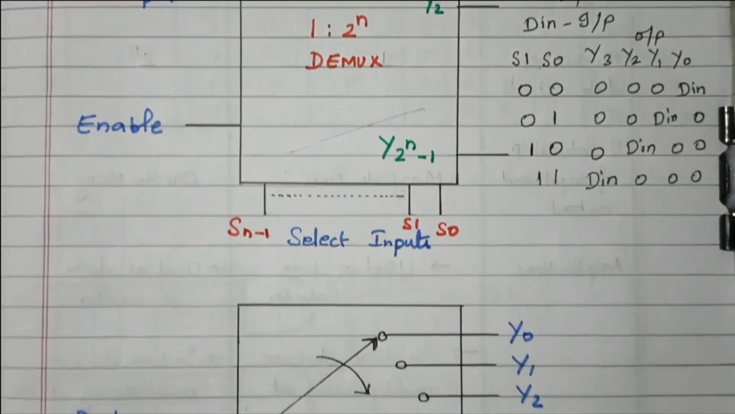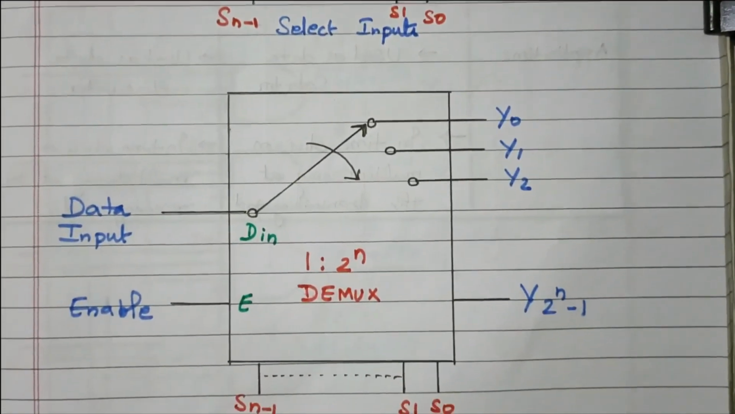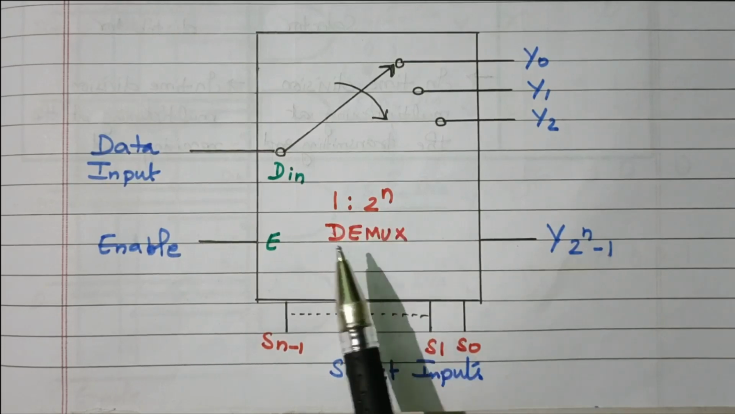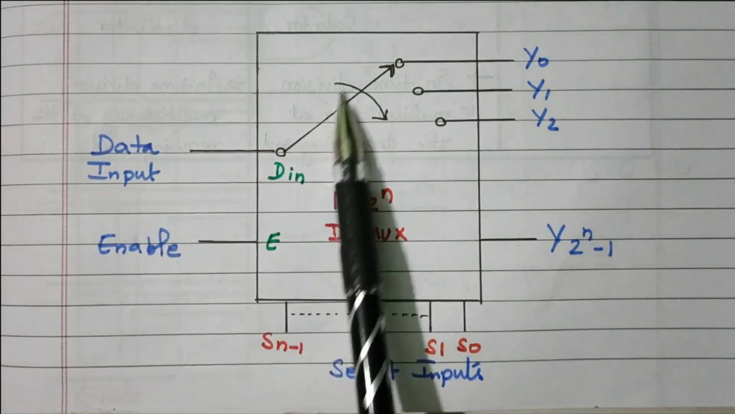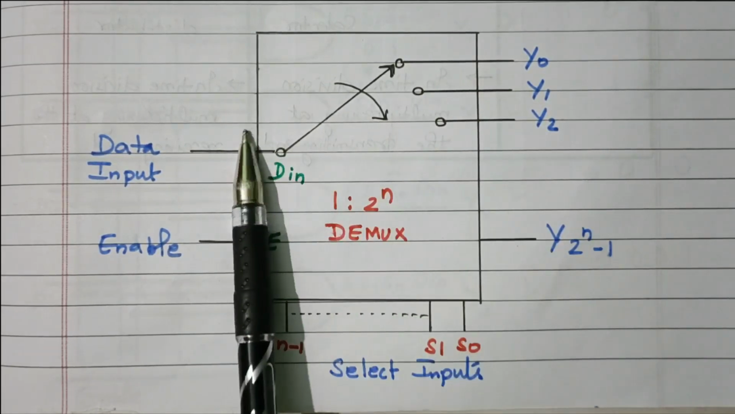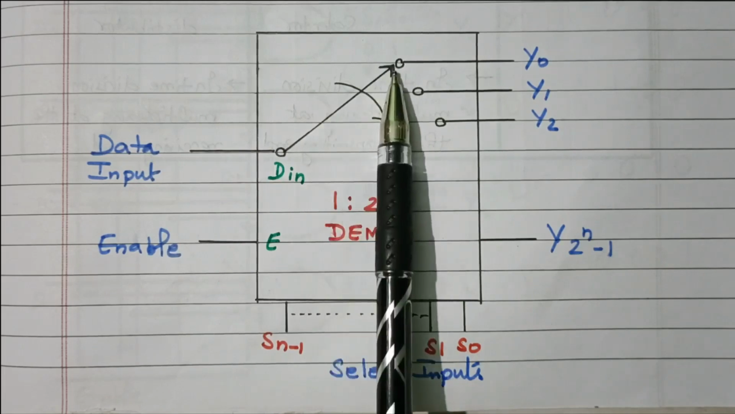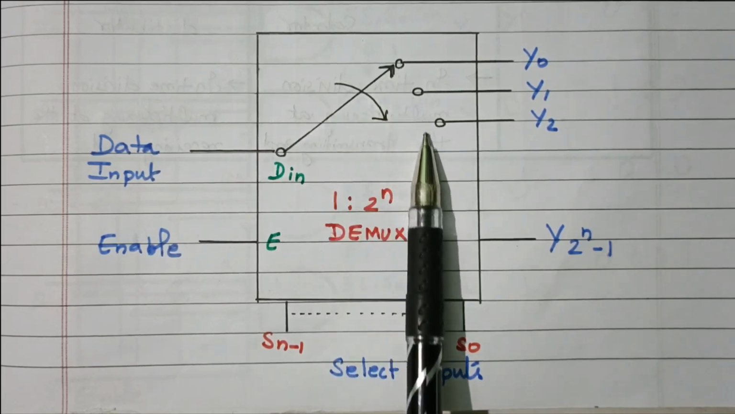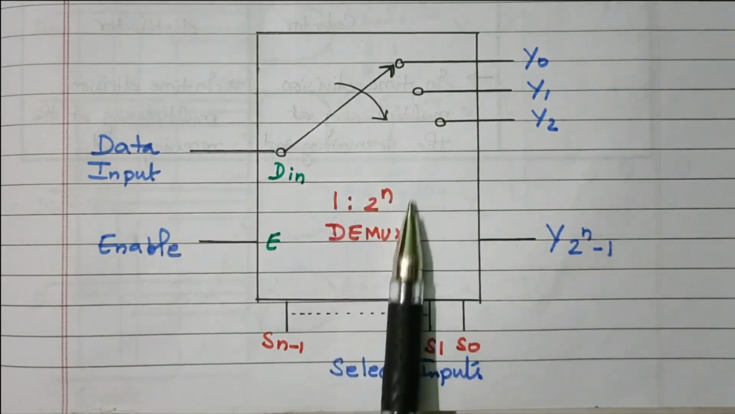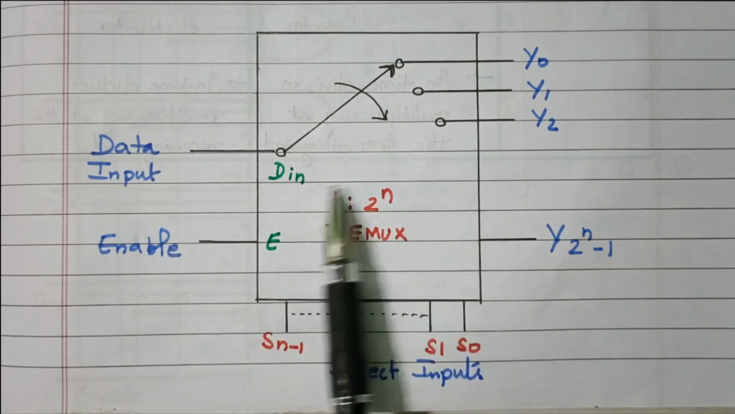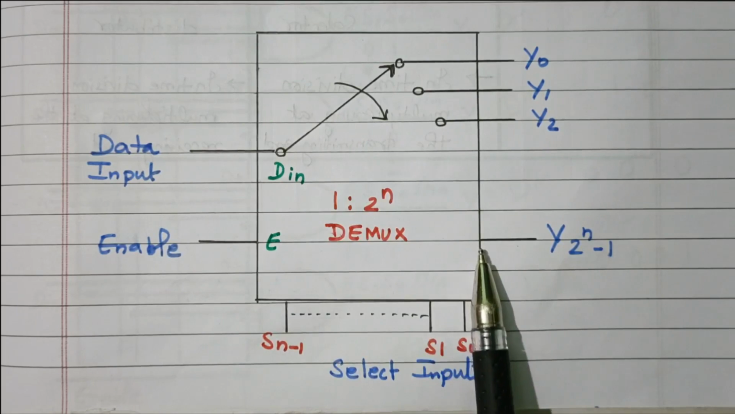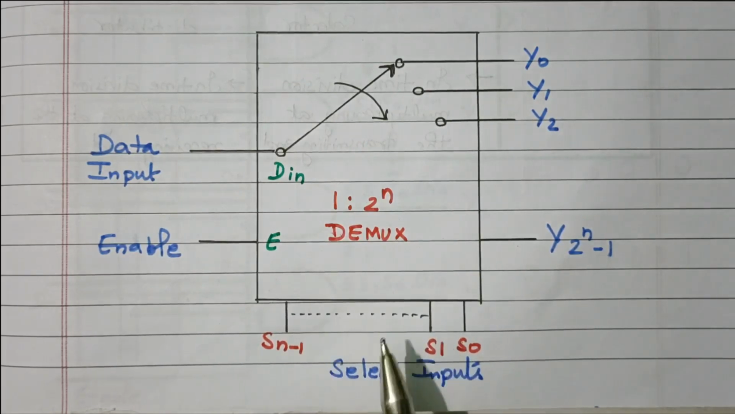One more block diagram is available. So this is the 1 to 2 to the power n demultiplexer, with the input data and enable. It is given as a switch. So the data in, and these are all the outputs. It will be connected according to the selection lines, either to Y0, Y1, or up to Y2 to the power n minus 1. It is given like a switch, right? So the input data will be connected to any one of the outputs, based on the selection lines.